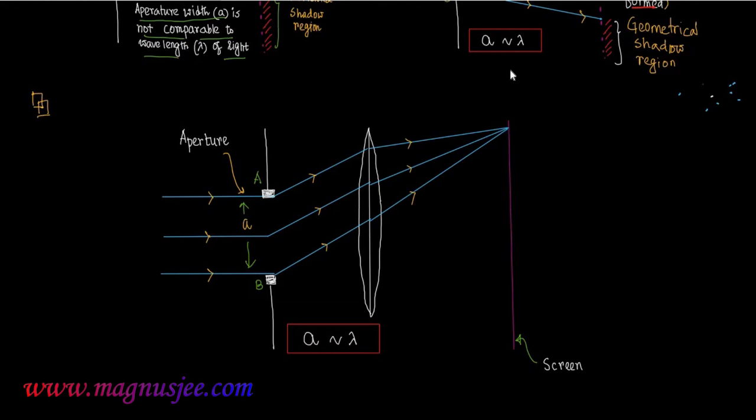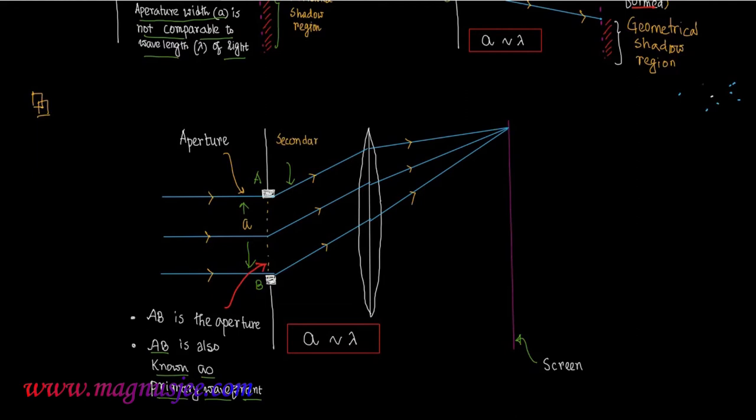And after refraction through the lens, secondary wavelets coming from the wavefront AB or the aperture will converge at a point on the screen. AB is the aperture, and in this case we can assume that AB is also a wavefront. This wavefront is also known as the primary wavefront, from which a number of secondary wavelets are generated. AB is the primary wavefront from which a new disturbance is produced, and this new disturbance is known as the secondary wavelets.